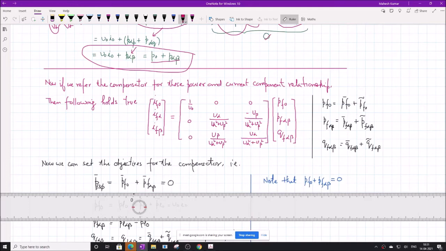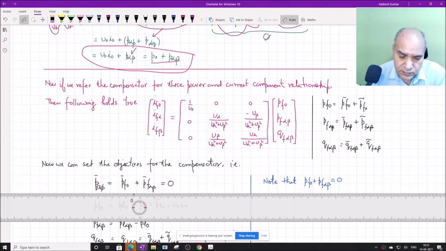Okay, so for that we need to set some objectives. So let us say we want to apply this for the compensator. So there are compensator powers and there are compensator currents. How are they related? By the same expression we have just explained, with a PF0 here. Let us say F for filter, power filter. So P0 becomes PF0 and P alpha beta becomes PF alpha beta. Q alpha beta becomes QF. So I have the other term F, F for filter.